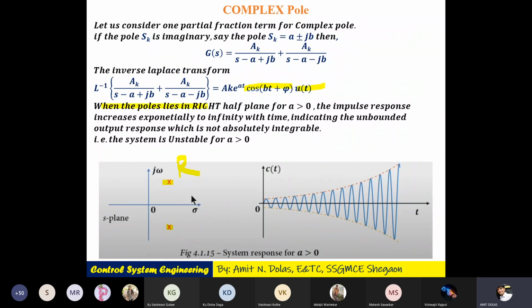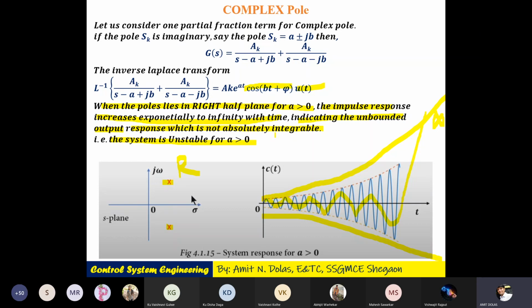So when the pole lies in the right half plane, a is greater than 0. The impulse response increases exponentially to infinite time. ये 0 से start होता है, it increases sinusoidally towards infinity, indicating an unbounded output, response to which is not absolutely integrable. ये बढ़ते ही जाएगा, इसका area भी will be unbounded, cannot be absolutely integrable. Then the system is unstable.